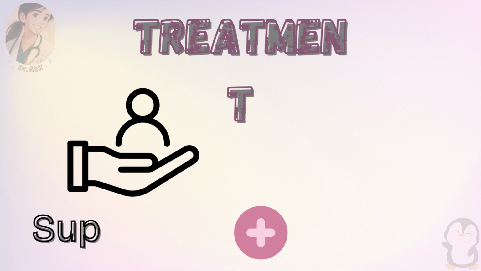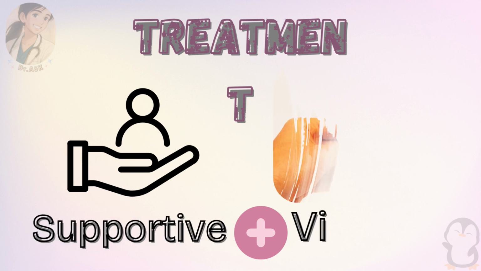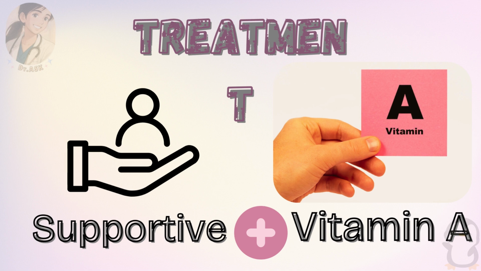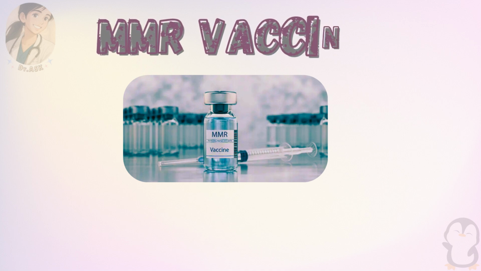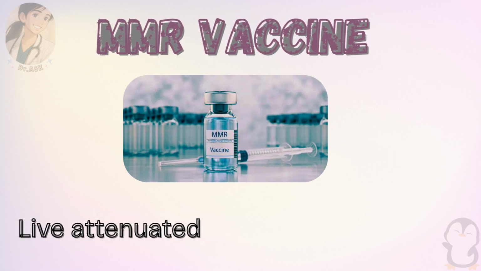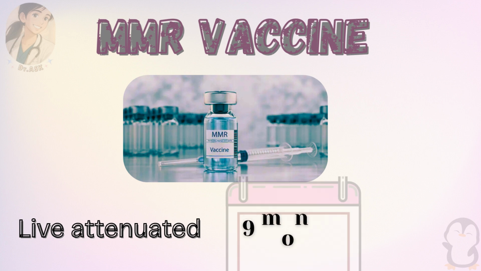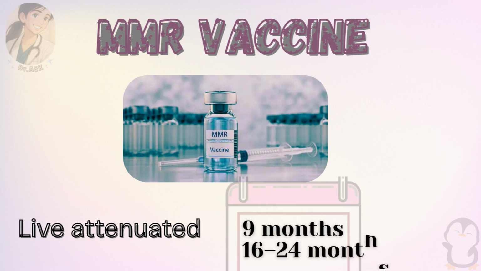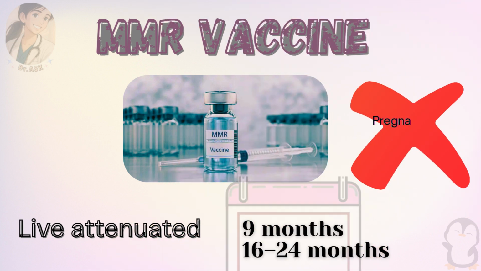Now, how do we treat measles? Treatment is mostly supportive, plus vitamin A, which reduces complications and mortality. But prevention is always better, right? So, the MMR vaccine, which is a live attenuated vaccine, is given at 9 months with a second dose between 16 to 24 months. It's contraindicated in pregnancy and also in immunocompromised individuals.